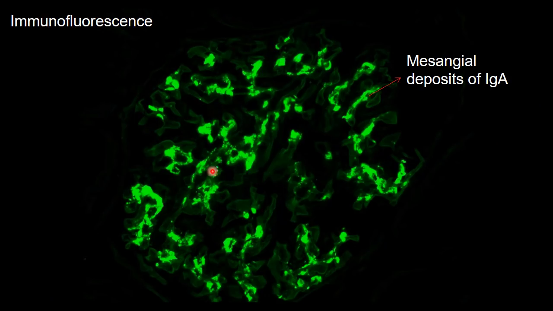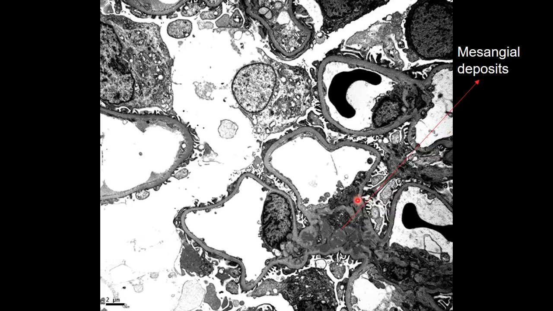In IF, because it is IgA nephropathy, the pathologist will tell you that there are mesangial deposits of IgA. And this is what it looks like in the EM. Now, to orient yourself, this is your capillary basement membrane. You can see the podocytes standing on top of those. And this is the area between capillaries, so that's your mesangium. And this dark gray stuff out here is the mesangial deposit.